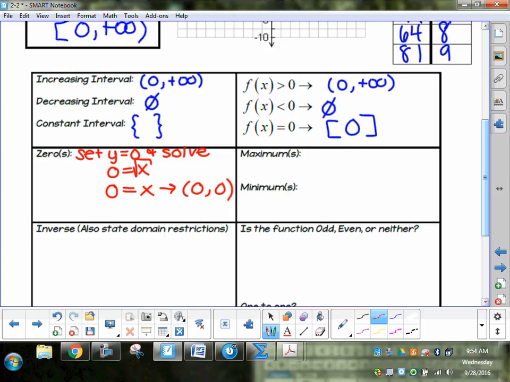What is the maximum that this graph reaches? Hands up, please, if you can tell me. It goes... is that a value? There you go. So let's say that there's none.